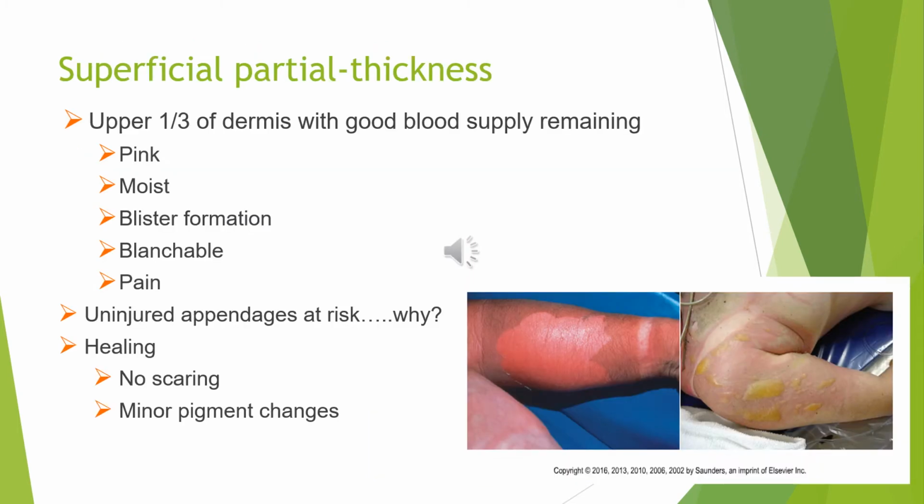Some more real-time pictures. Here we have superficial partial thickness burns. This is the upper 1/3 of the dermis that has good blood supply that is remaining. Our wounds are going to look pink, moist. There will be some blister formation. They will be blanchable, and our patients will have some pain. We have uninjured appendages that are at risk still because of the swelling, and then we have healing that is usually no scarring and also minor pigment changes.